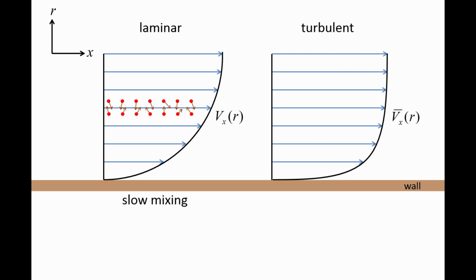Molecular collisions also occur in turbulent flows. However, eddies of various sizes transport fluid across the profile, greatly enhancing mixing compared to laminar flows. A consequence of this rapid mixing is that momentum and other properties become more uniform throughout the flow, resulting in a more uniform velocity profile.